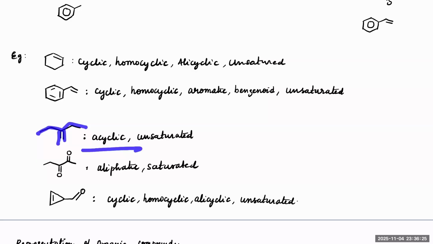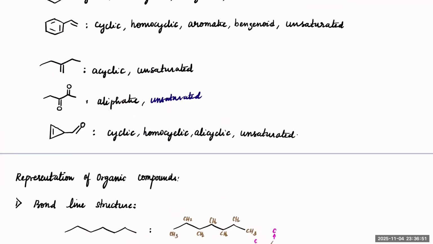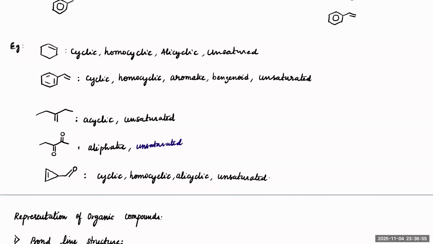It is unsaturated. If you have like this, this is also aliphatic and saturated. Okay. Sorry, my mistake here. So this is unsaturated, saturated. Next, again you can see this is cyclic, homocyclic, alicyclic, unsaturated form. Okay. So given any structure, I think you should be able to figure out whether they are saturated or unsaturated forms. Clear?